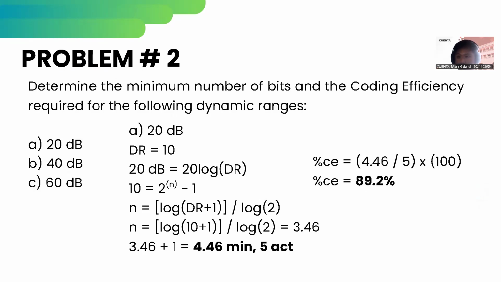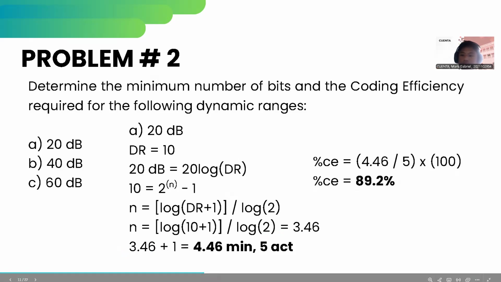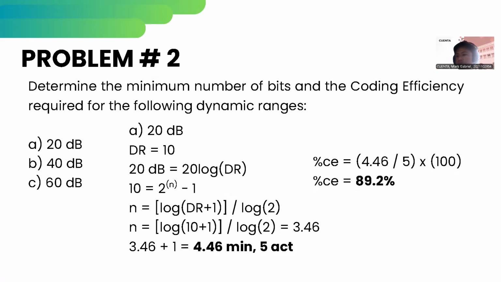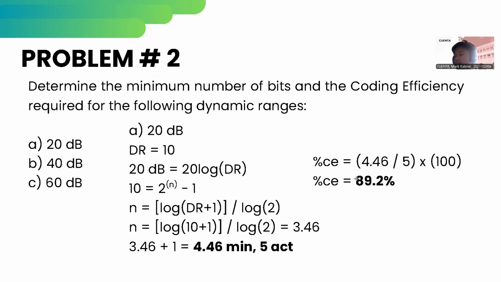N is equal to log of DR plus 1 over log 2. Substitute the given values in the equation. Log 10 plus 1 over log 2 is equal to 3.46 rounded off to the second decimal places. So then again, 3.46 plus 1 is equal to 4.46, minimum of 5 bits. So percentage of CE is equal to 4.46 over 5 times 100 with a given value of 89.2%.